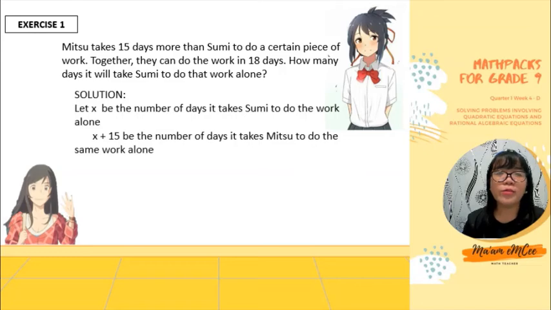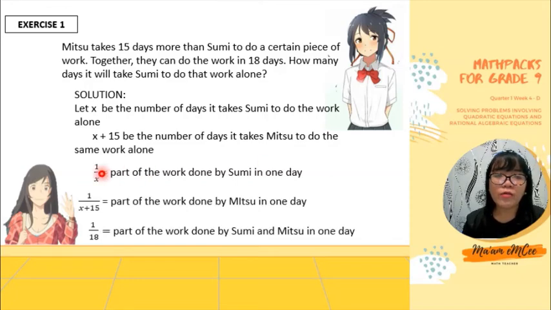So again, we will be representing our unknown values. We let x be the number of days it takes Sumi to do the work alone. And then x plus 15 be the number of days it takes Mitsu to do the same work alone, because it was stated here that Mitsu takes 15 days more. So for Sumi, x, of course, 15 days more means we need to add 15. So x plus 15 is the number of days it takes Mitsu to do the same work alone.